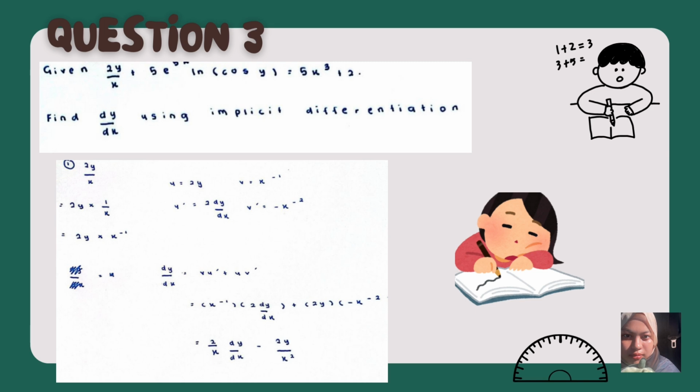Firstly, we have to divide this question into 3 parts and solve it one by one. First one, 2y over x, we simplify it to become 2y times 1 over x, and 1 over x we need to bring the x to the top and become x power negative 1.